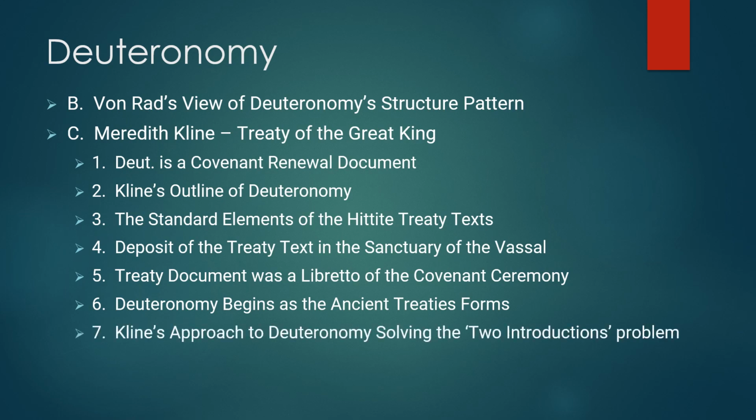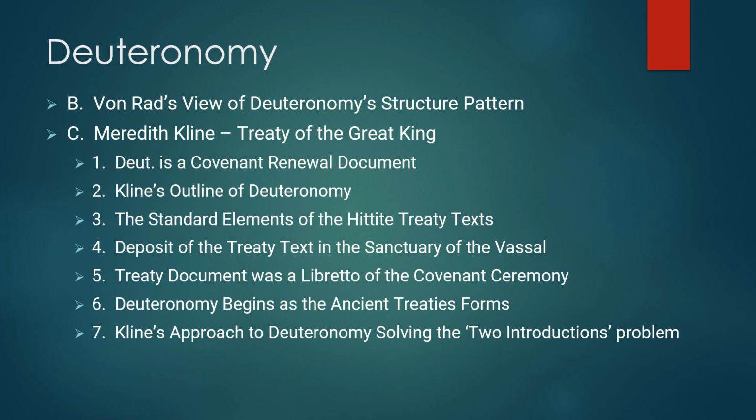Then we have number 7, Klein's approach to Deuteronomy, solving the two introductions problem. He says on page 30 at the bottom of the page, and I quote him again, a major problem concerning the unity of Deuteronomy is the presence of the so-called two introductions, one in chapters 1 to 4 and the others 5 to 11. End quote. Then he discusses that a bit. Klein says, and I quote again here, the two introductions have obviated the real structure of Deuteronomy. A historical prologue regularly follows the preamble and precedes the stipulations of the treaty. And Deuteronomy 1 to 5, that is chapter 1 verse 5 through chapter 4 verse 49, qualifies admirably as such a historical prologue. End quote.